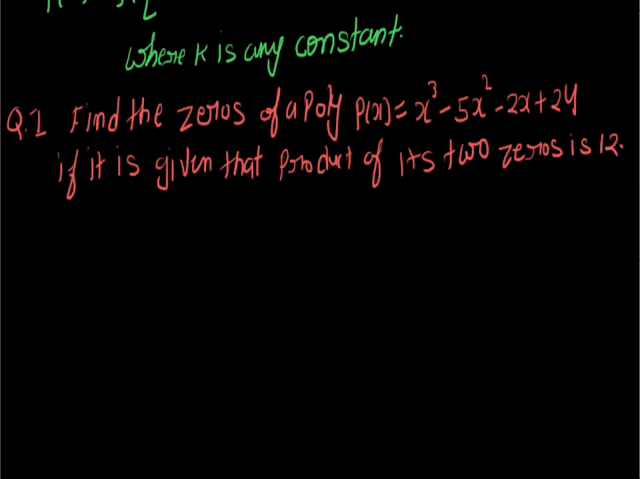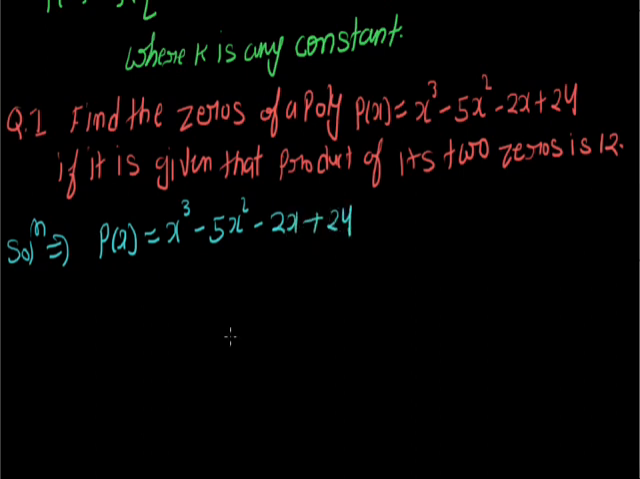Now we come to the solution of this question. How can you solve this? First of all, let us write down the polynomial, p of x equals x cube minus 5x square minus 2x plus 24. From this equation we can write the value of a, the coefficient of x cube, is 1, the value of b, the coefficient of x square, is minus 5, the value of c, the coefficient of x, is minus 2, and finally the value of d, the constant term, is 24.